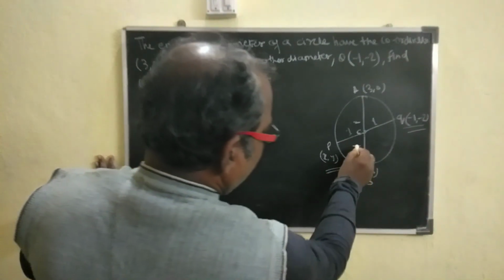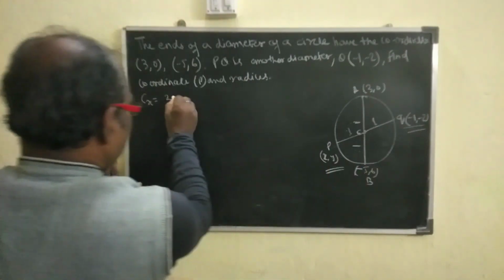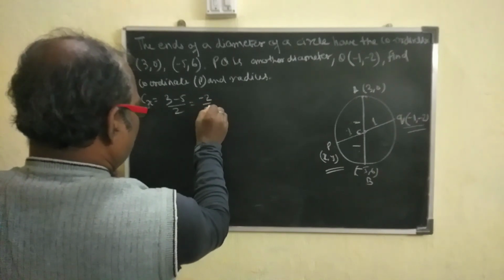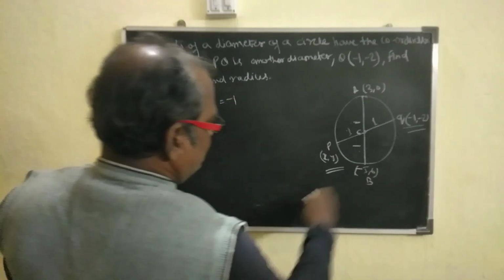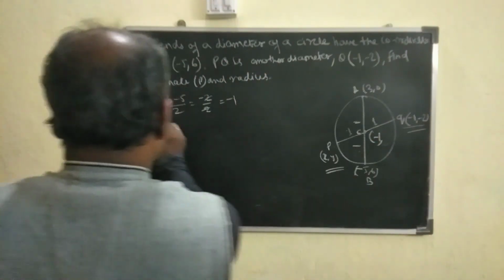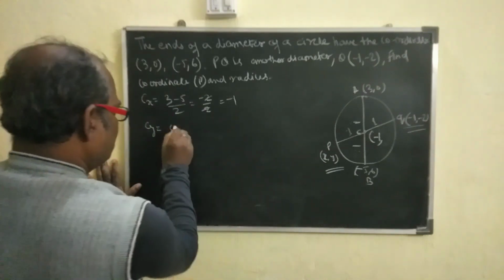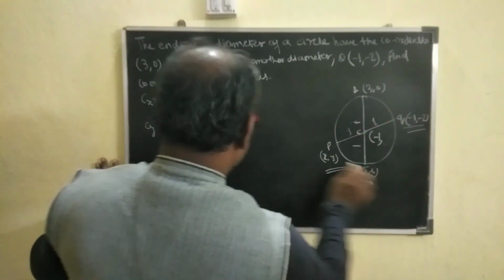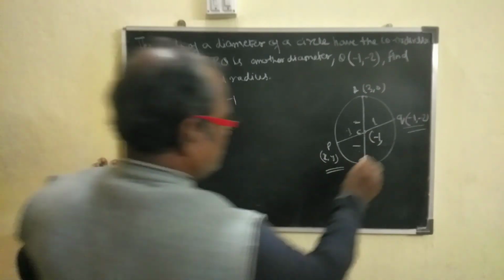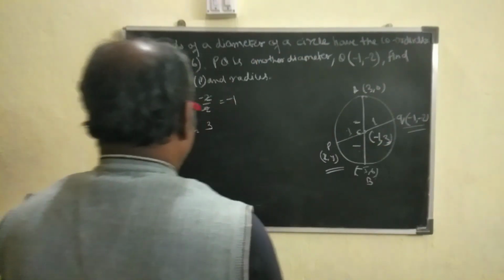Here center point CX is 1 into 3 is 3, then 1 into minus 5 is minus 5, by 2 equals to minus 2 by 2 equals to minus 1. So here CX is minus 1. Next we will try to find out CY, that is 1 into 0 is 0 plus 1 into 6 is 6, by 2 equals to 3. So the center point we have is minus 1 comma 3.